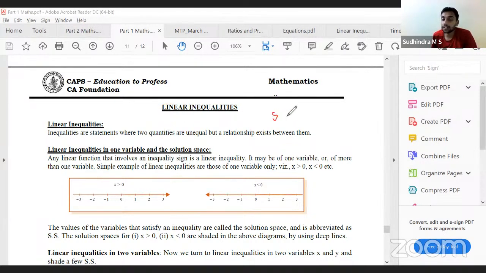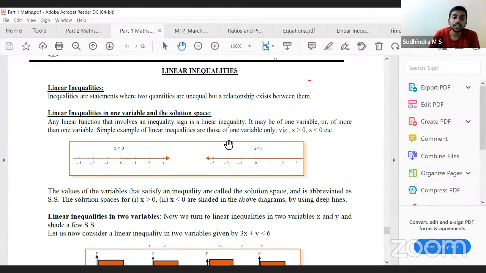So 5 is greater than 3 is one of the inequalities, right? We cannot say 5 is equal to 3. So that is a linear inequality. In the case of linear inequalities, we have something called the solution space. What is the solution space? Unlike an equation, we will not have one solution in inequalities. We'll have an area of solutions. We call that area of solutions the solution space.